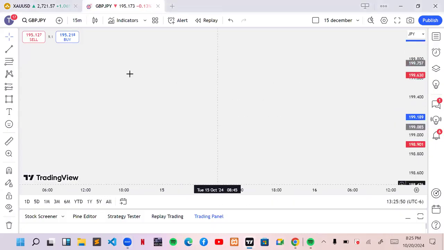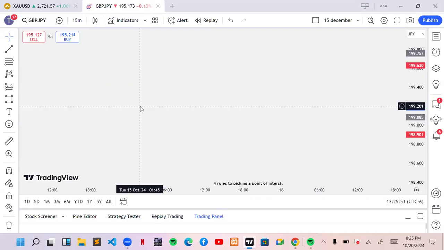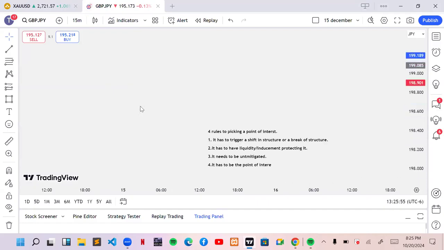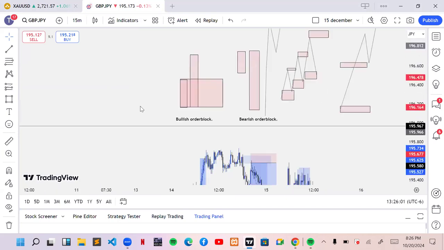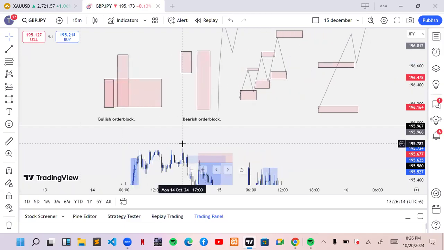I said an order block is an area in the market where there are a lot of institutional orders. What I mean by that is the zone where institutional traders place their buy or sell limit or stop orders, or their other limit orders. That's what an order block is. And a breaker block is a failed order block. It means an order block that failed to hold.